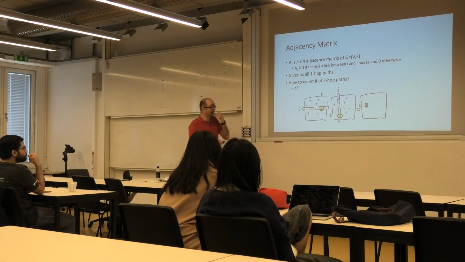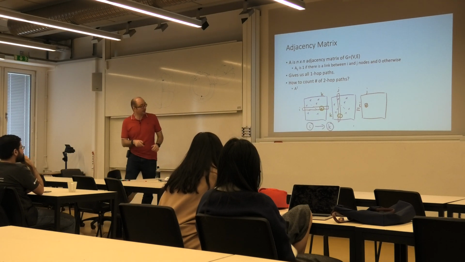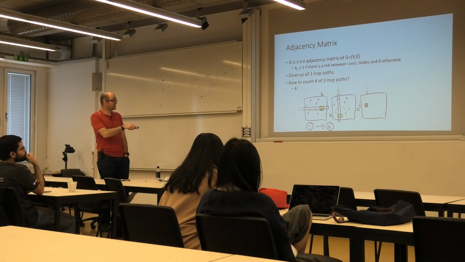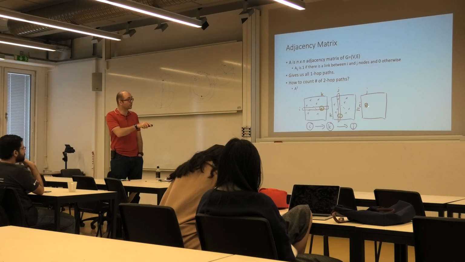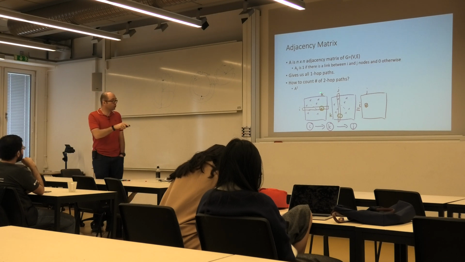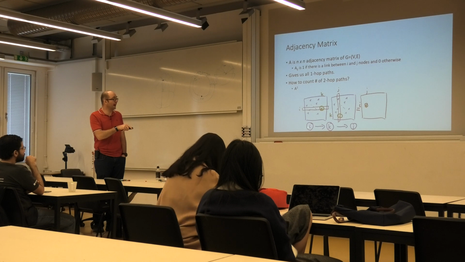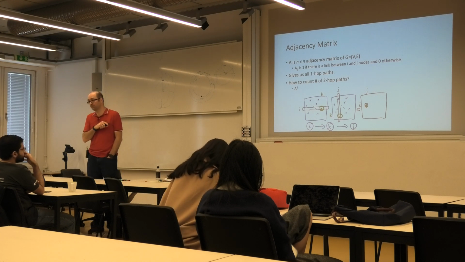Okay? And now, what does that mean? That means that there was a link from i to k, and that there was a link from k to j. So if I see 1 here, that means there was a 2-hop path from i to j through some k.